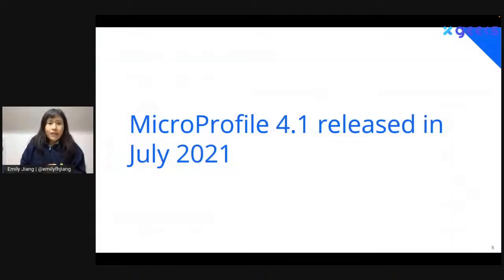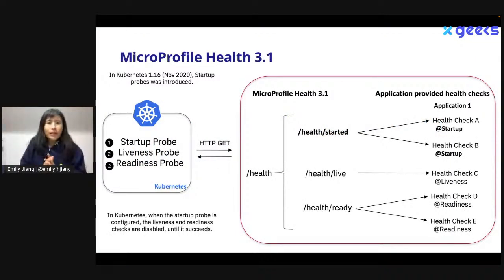So 4.1 was released in July 2021. I mentioned it's only one spec update, which is MicroProfile Health 3.1. If you remember, in the Kubernetes 1.16 release in November 2020, a startup probe was introduced. Why did they want to introduce a startup probe? It is because some microservices or modular monoliths take some time to start up. So basically, it's a slow startup.